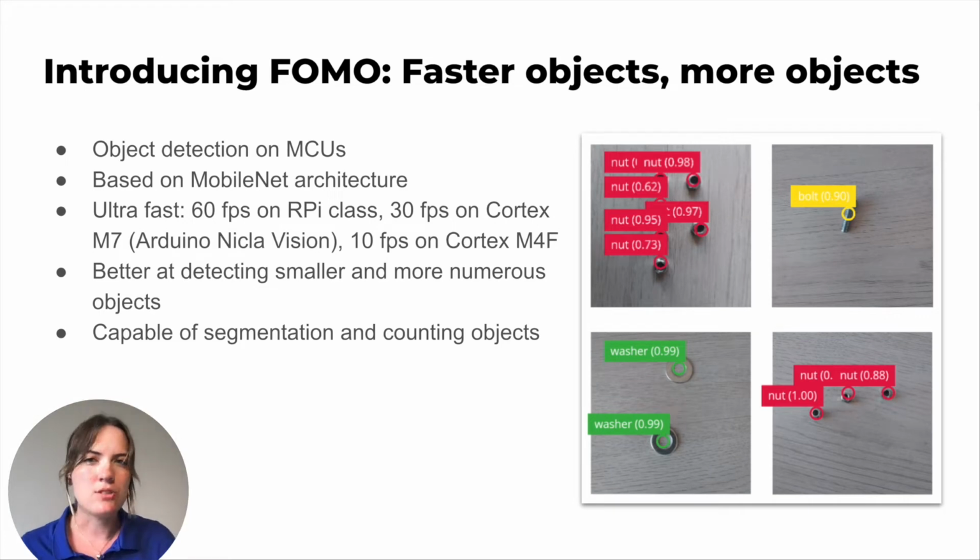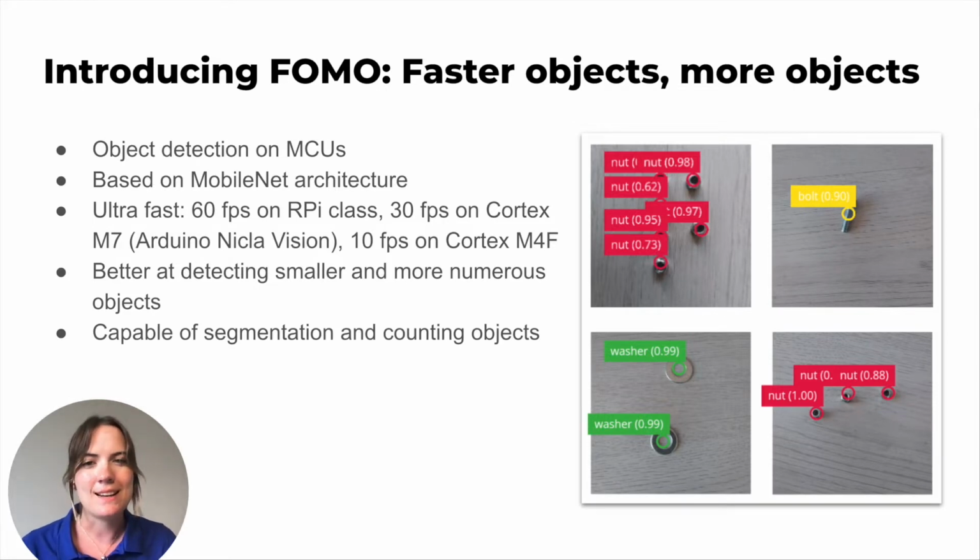FOMO is object detection for microcontrollers or MCUs, and it's based on MobileNet architecture. But it's interesting because MobileNet v2 architecture uses almost 11 megabytes of flash, while FOMO only uses 77 kilobytes of flash and 244 kilobytes of RAM, which is perfect for running object detection on very constrained devices like microcontrollers. We've run it on various targets and see very high frames per second, almost 60 frames per second on a Raspberry Pi, or 30 frames per second on a Cortex M7 like the Arduino Nicla Vision.